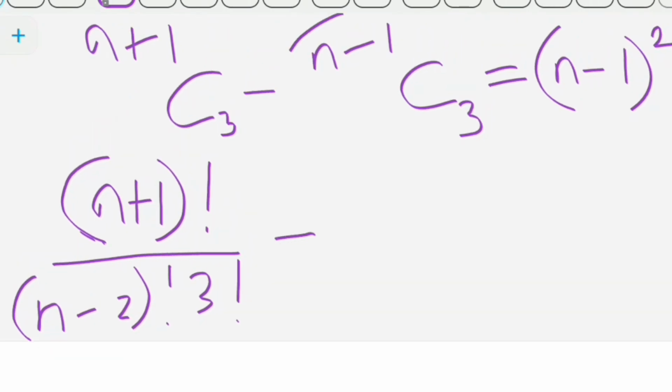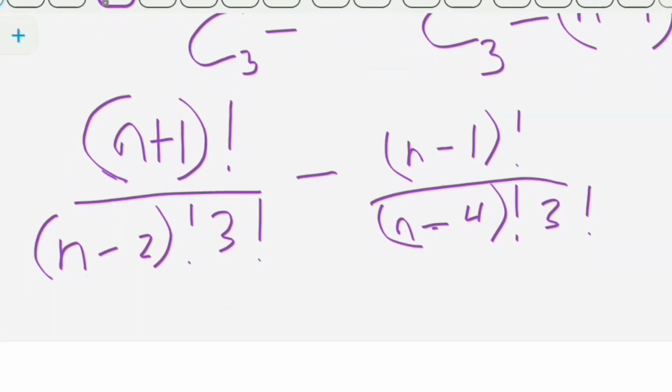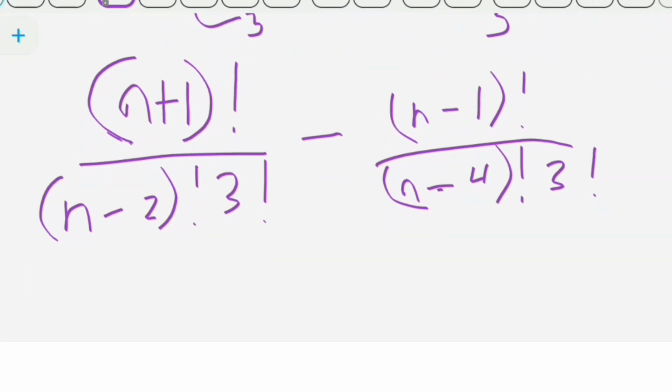So the next part is this one here. So you have n minus 1 factorial divided by, then you subtract these 2, that's n minus 1 minus 3. That will give you n minus 4 factorial, then 3 factorial. So once you have it like this, don't stress yourself. Just break down this top part to end in n minus 2 factorial, so they can later cancel out.